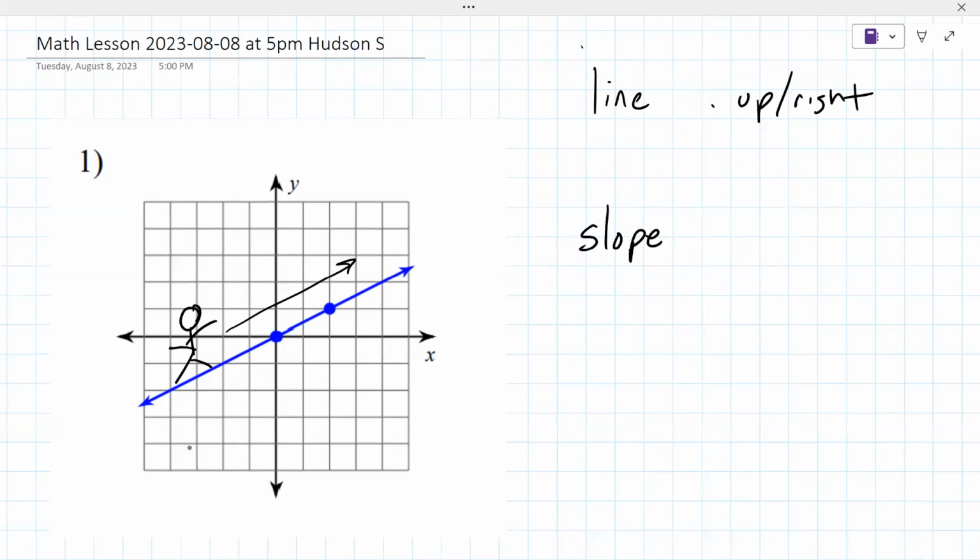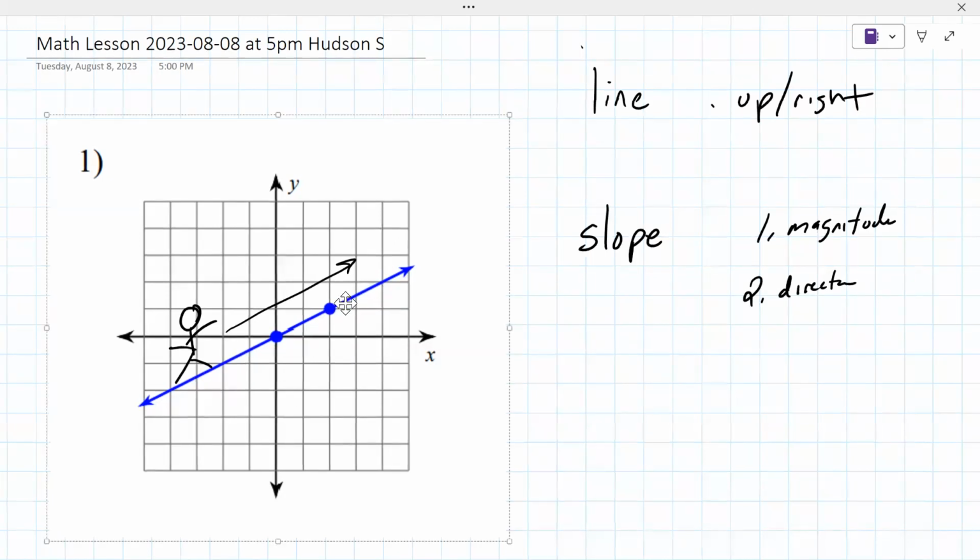So slope describes two things, the magnitude and the direction of the line. The slope tells you how big it is and in which direction it's going. This one is going up and to the right. If you were to walk along here, you're going up and to the right. Do you see how there are two dots that are plotted?